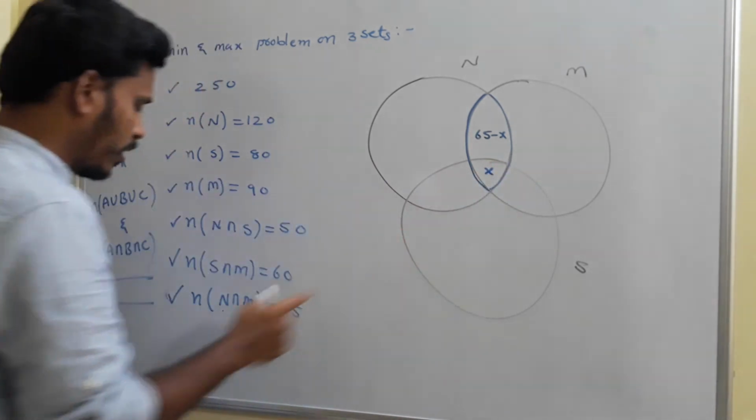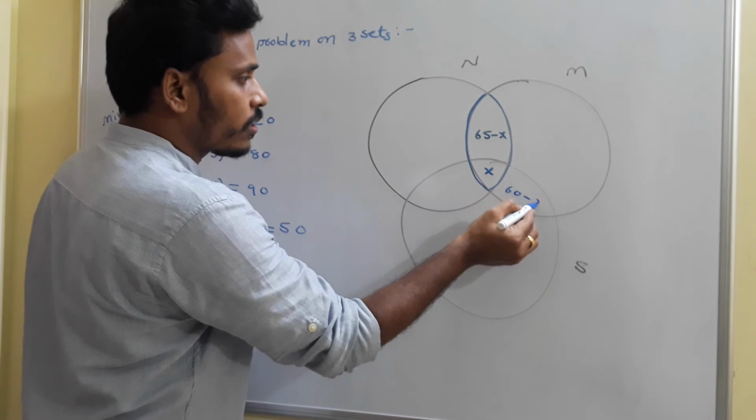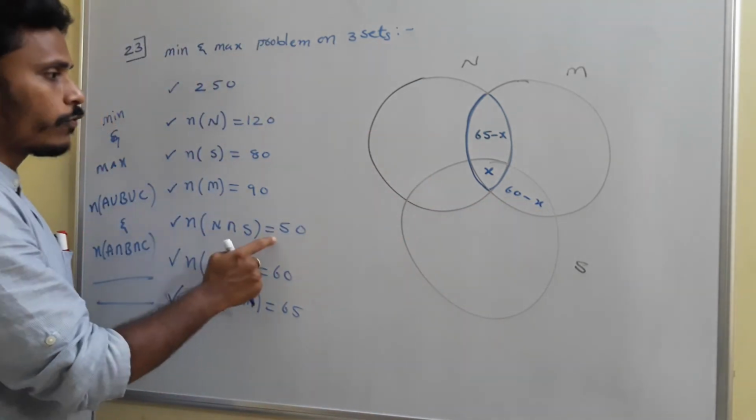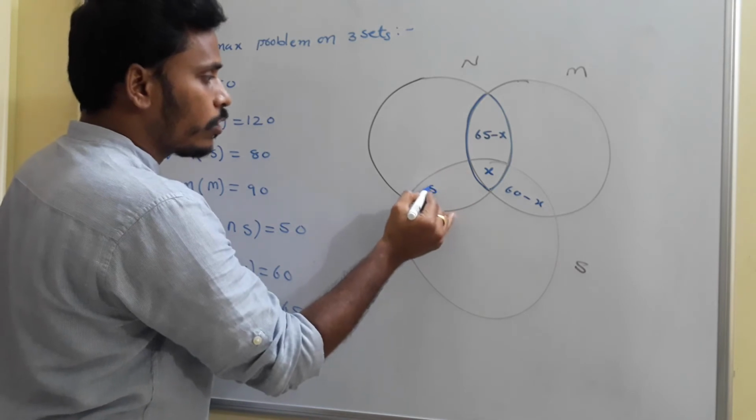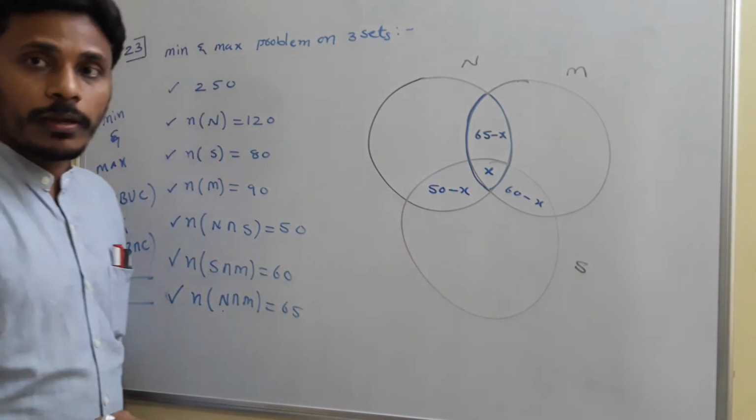M intersection S, sports and music, is 60. Since it is X, you just take it as 60 minus X. News intersection sports is 50. Since it is X, you just take it as 50 minus X. Till now it is okay.